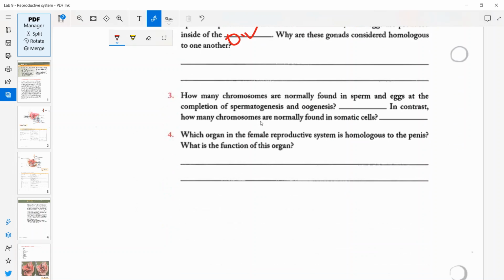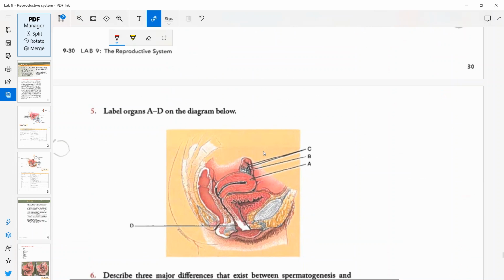So number of chromosomes normally found in sperm cells or secondary oocyte, at the completion of spermatogenesis and oogenesis. Number of chromosomes is 23, while in somatic cells there are 46, double the number. In the female reproductive system, clitoris is homologous to the penis, and actually clitoris has no apparent physiological function.